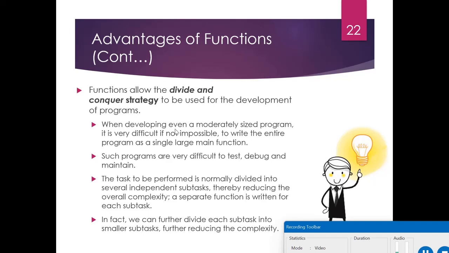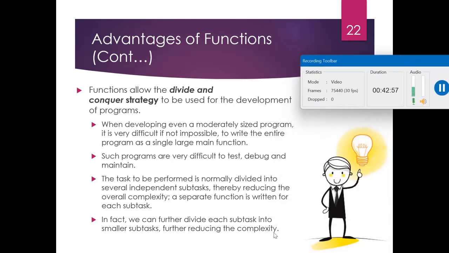The task to be performed is normally divided into several independent subtasks, thereby reducing the overall complexity. A separate function is written for each subtask. In fact, we can further divide each subtask into smaller subtasks, further reducing the complexity. Rather than just reducing the number of code lines, we can use these functions to allow the divide and conquer strategy to be used for the development of programs, and further it reduces the complexity also.